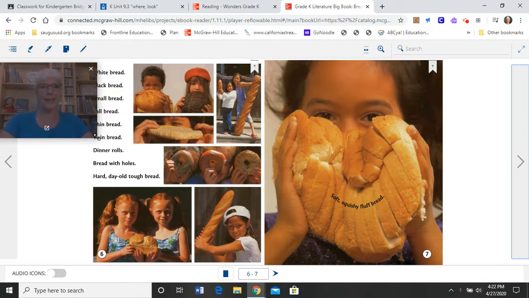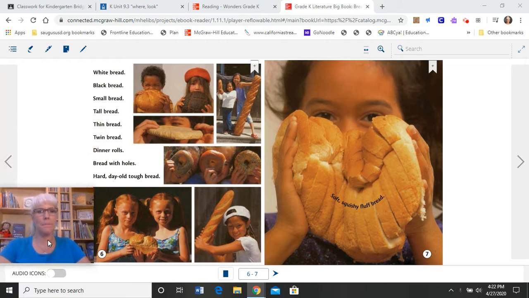On this page, I think the author and the illustrator did something amazing. Listen to the words and look at the pictures. White bread, black bread, small bread, tall bread, thin bread, twin bread, dinner rolls, bread with holes, hard, day-old, tough bread. Here we have children that match the descriptions of the bread. Even over here, soft, squishy, fluff bread. That girl looks like she's squishing the fluffy bread, but she also looks like she's smiling. And they made the bread and the words into a smile.